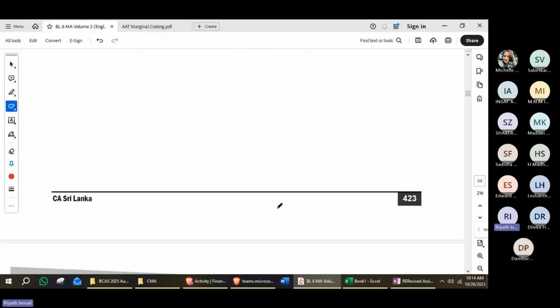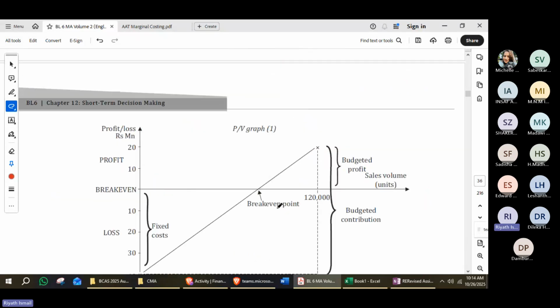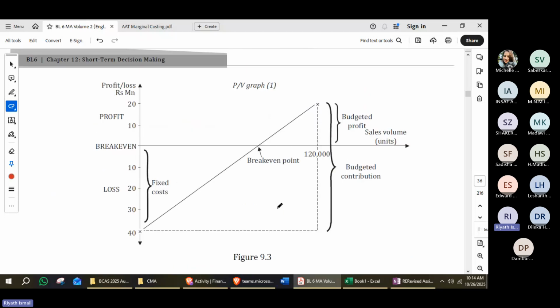And here, one more chart. This is called the PV graph, profit and volume. You can see plus profit here, and we are right here. They are taking profit, and the loss here.